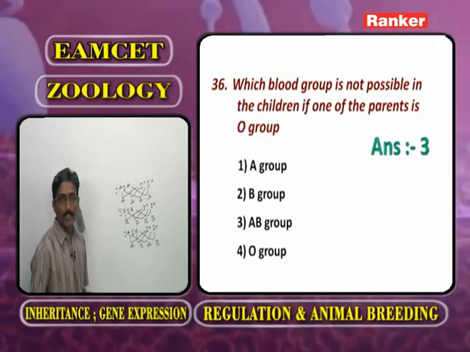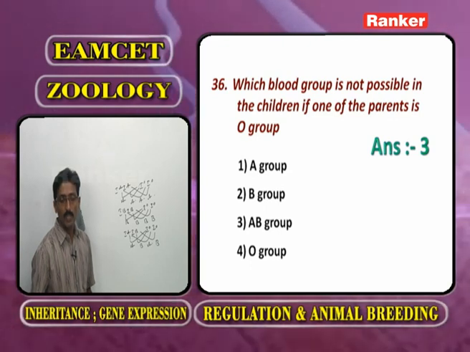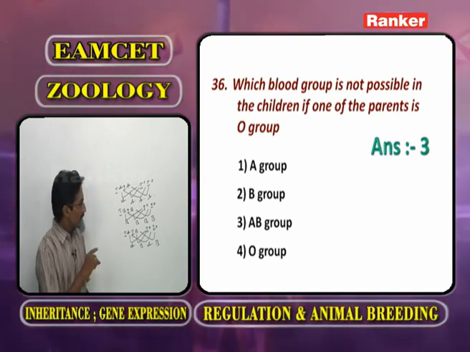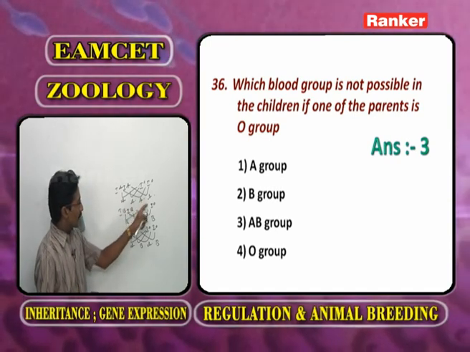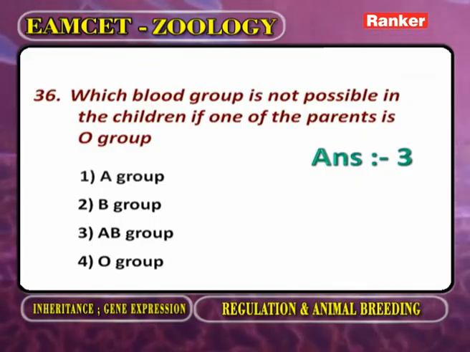Now again observe the question: which blood group is not possible in the children if one of the parents is O group? We are not getting AB blood group. Anywhere we are not getting the AB blood group. Now the answer is the third one.